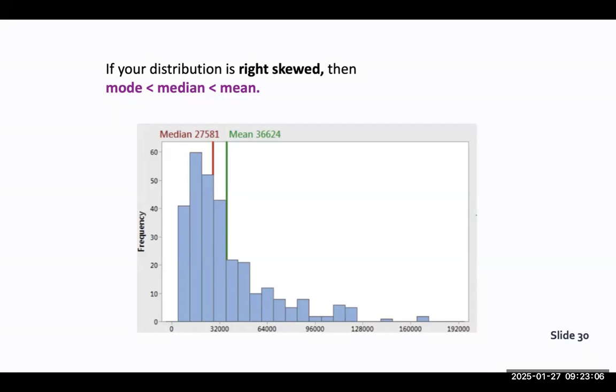So whenever we have right skewed data, the part that I really want you to focus on is the relationship between the median and the mean. The mean goes to the right. Well, when we have numerical data, the right side are bigger numbers. So the mean is going to be bigger than the median.